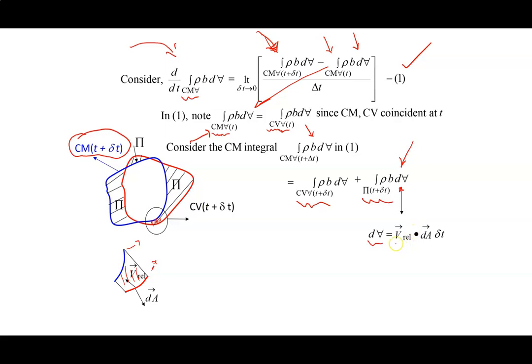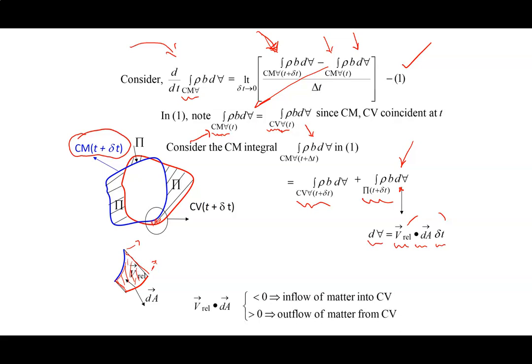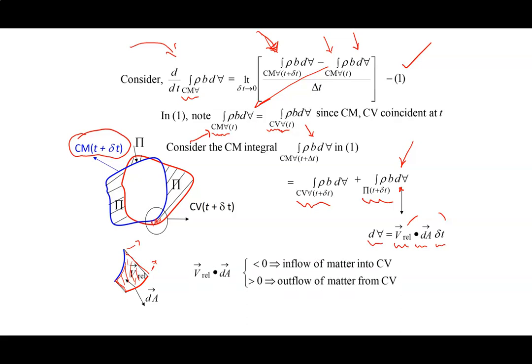So it's simply vrel dotted with dA times delta t. If I take the relative velocity multiplied by delta t, that's going to give me this distance, and if I multiply that by the cross-sectional area, that's going to give me the volume in this portion. The fact that in some regions we have to subtract and in some regions we have to add to make the two figures coincident is all taken into account with this vrel dot dA term.